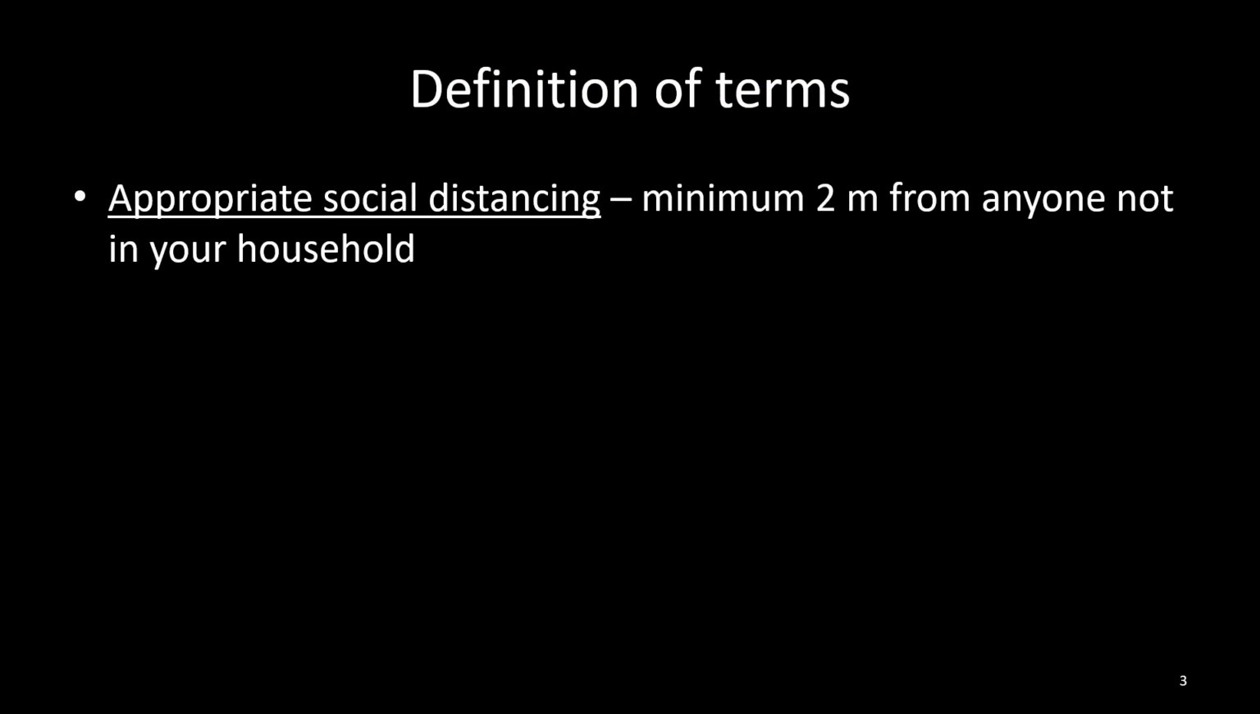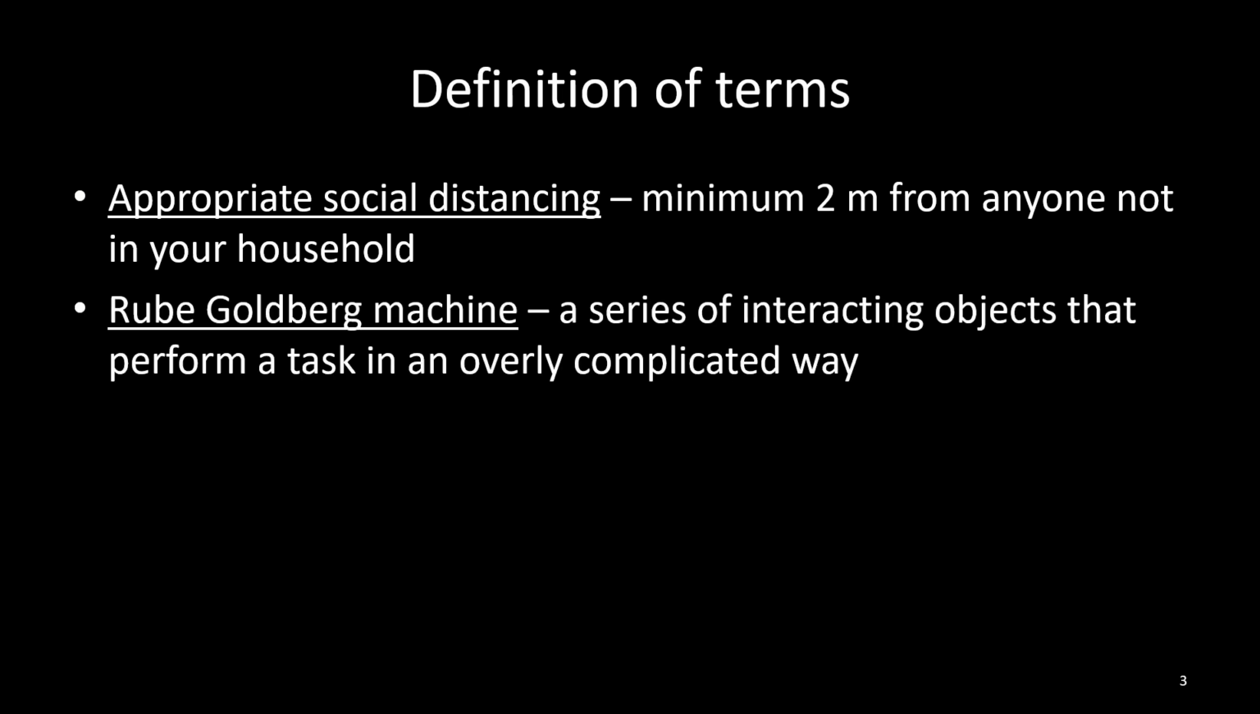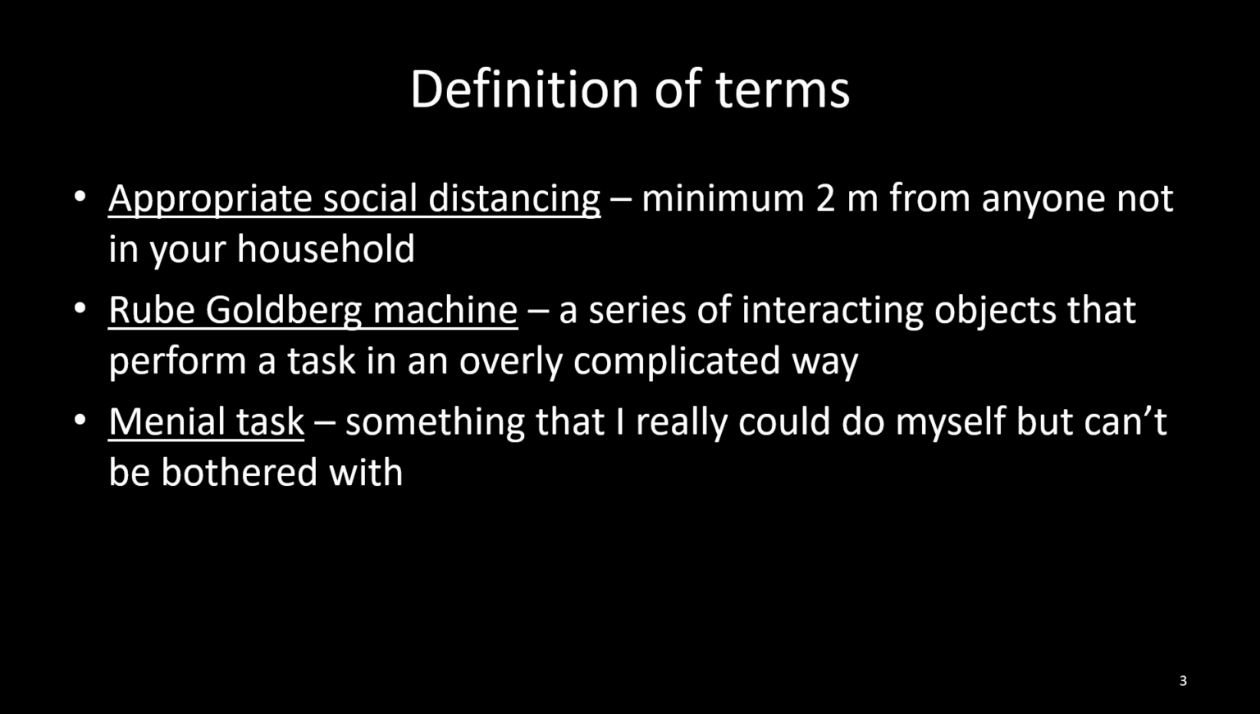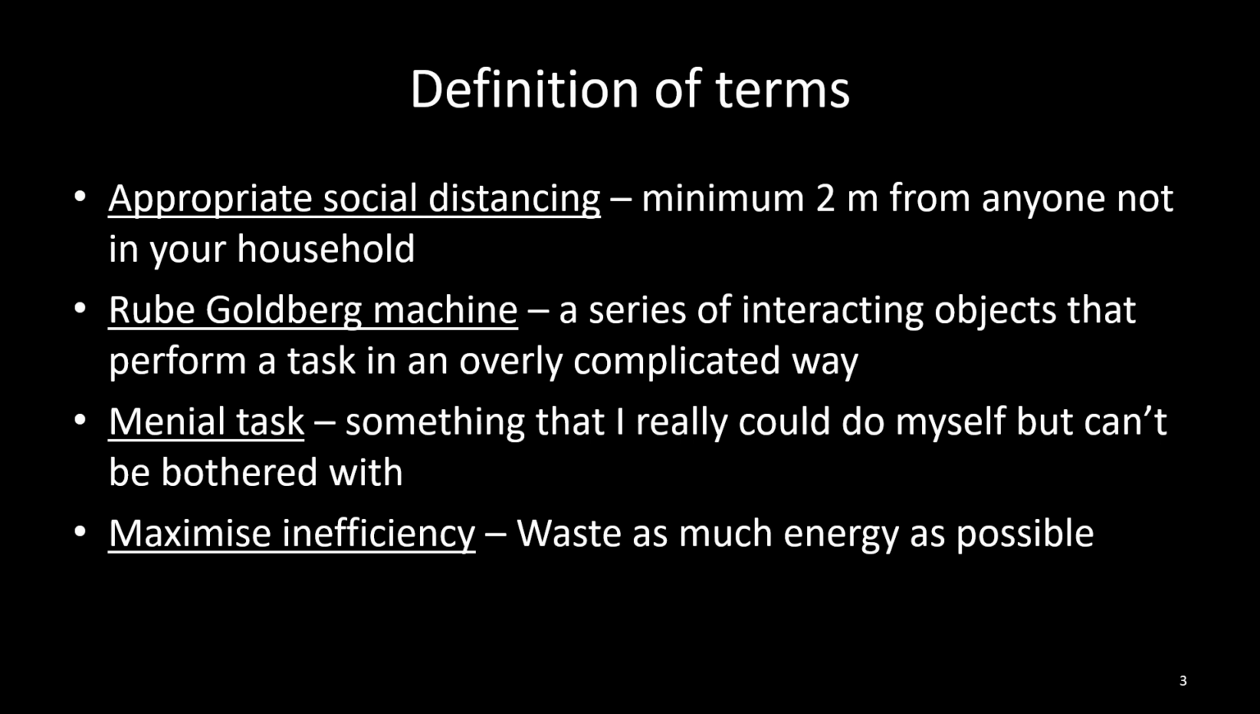So just to define some of the terms, appropriate social distancing is a minimum of 2 meters from anyone not in your household. I'm the only one in my household at the moment, so I'm good. A Rube Goldberg machine is a series of interacting objects that perform a task in an overly complicated way. A menial task is something that I really could do by myself, but I just can't be bothered. And maximizing inefficiency is to waste as much energy as possible.